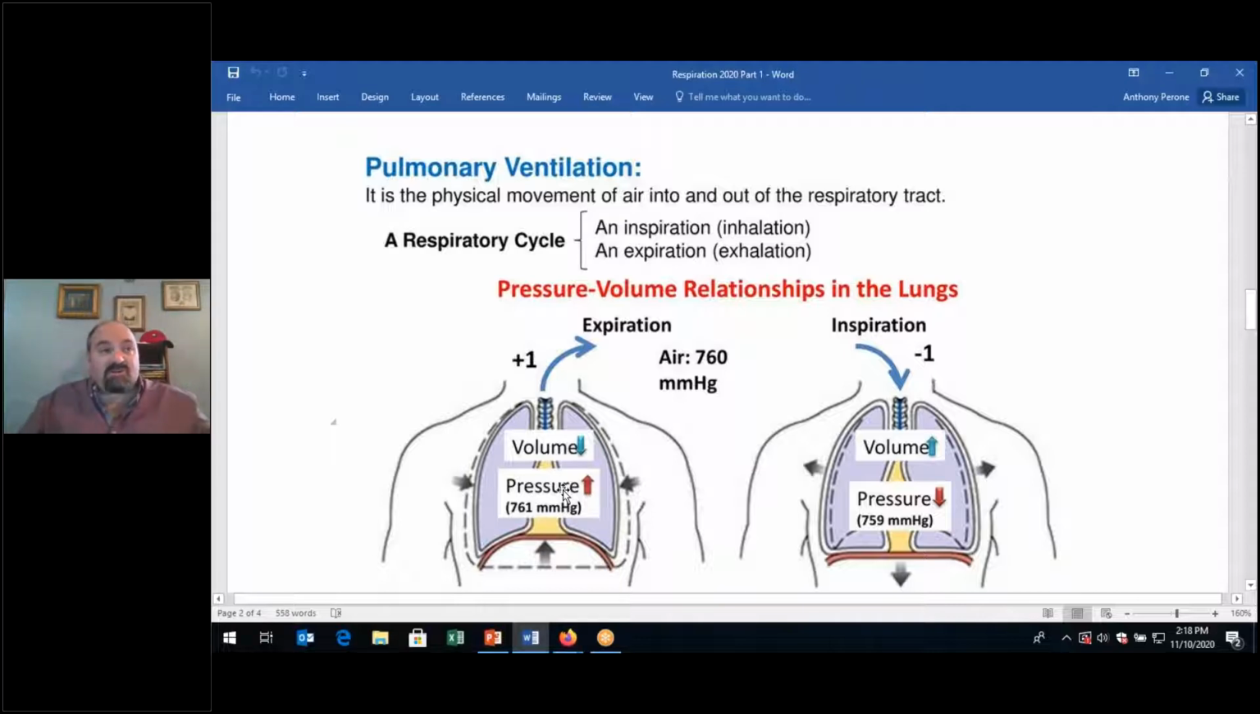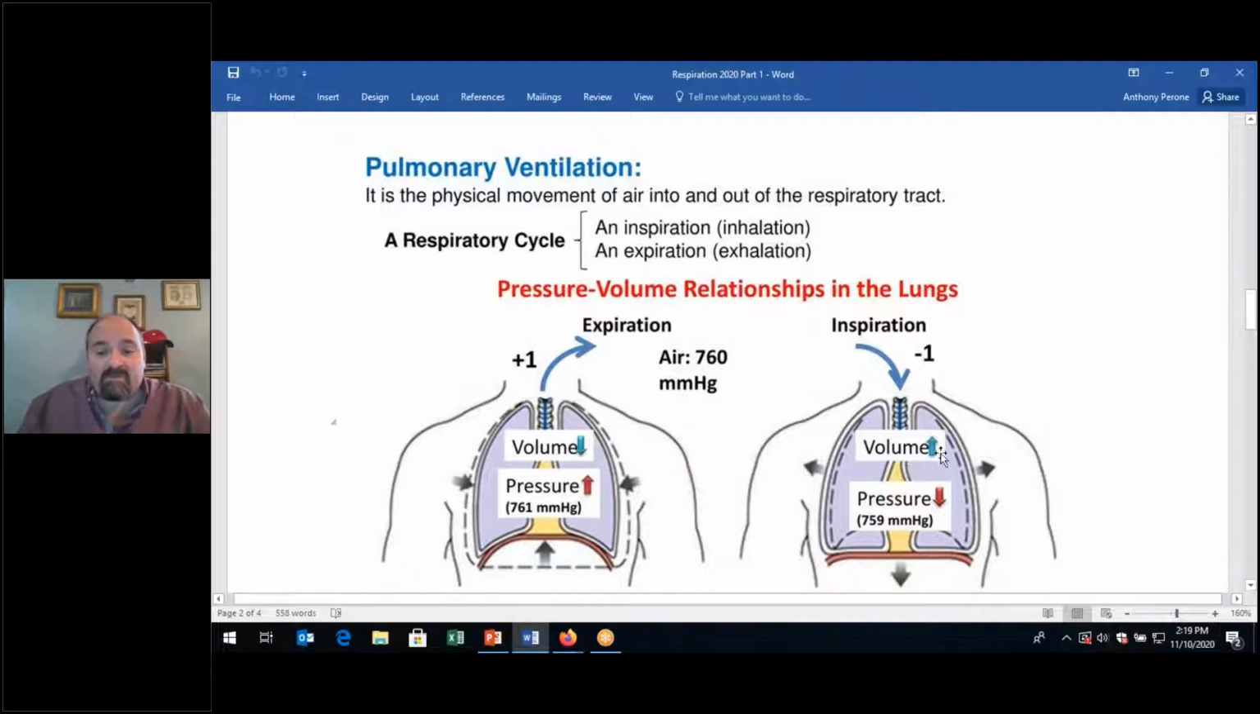because the pressure is higher because the volume is smaller. You see how the volume here in comparison to here, the volume is smaller on the image that you're viewing on your left. So the pressure is greater, and it's greater than the atmospheric pressure outside, 761 in comparison to 760. So air exits the body.